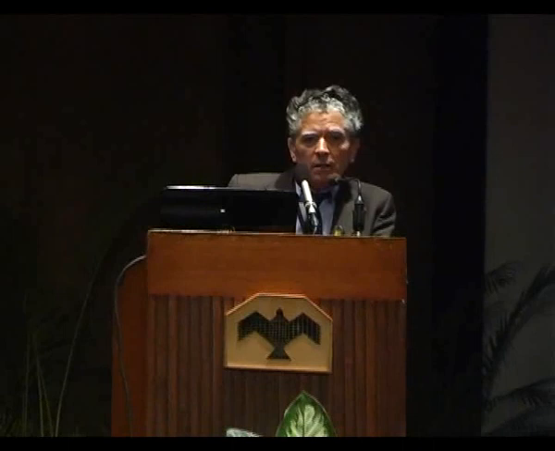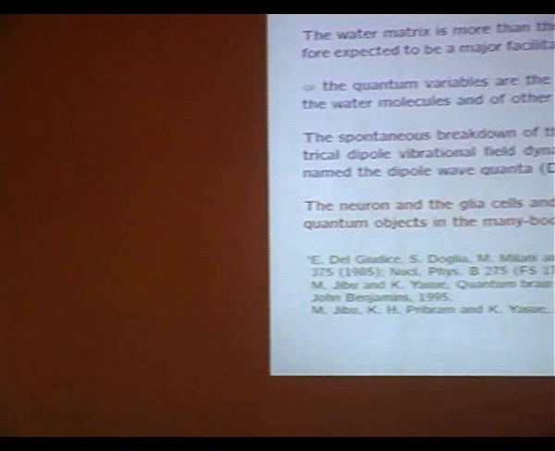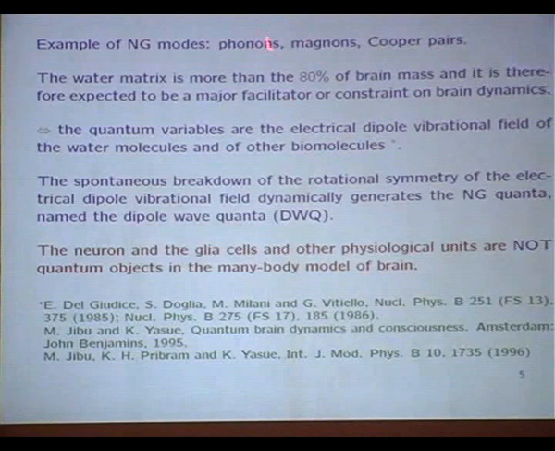I already told you about Nambu and Goldstone, the two physicists who studied these long-range correlations. And examples I told you already are phonons, magnons in ferromagnets, Cooper pairs in superconductivity, and so on.